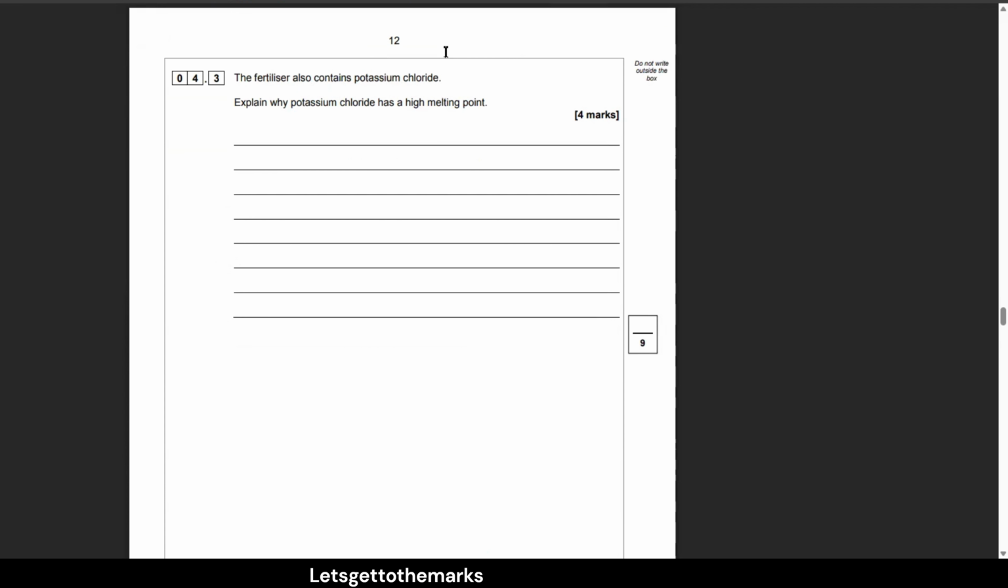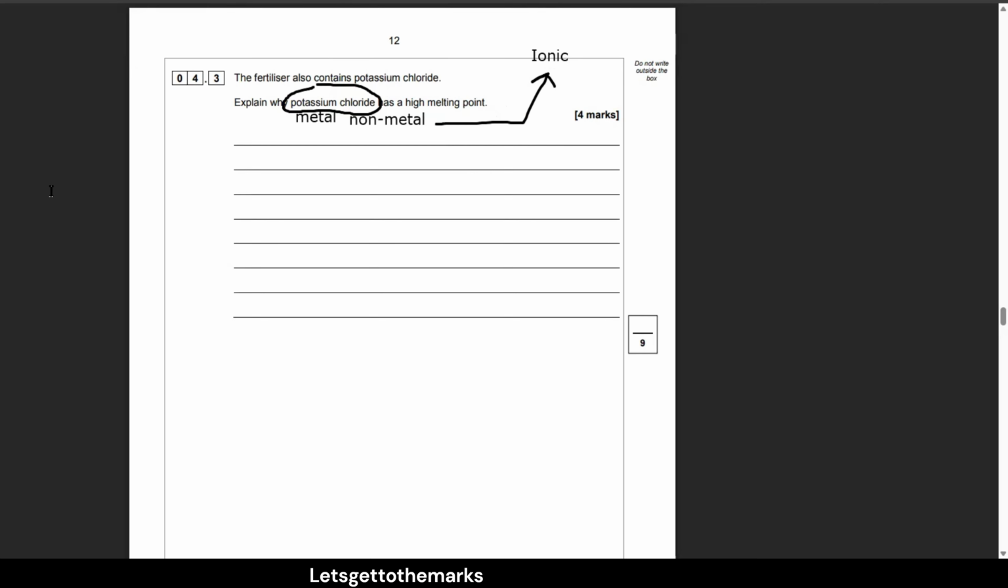First thing to do with these questions, this is about bonding and structure. And the first thing to do is spot that potassium is a metal and the chloride is a non-metal. Okay, so we've got a metal and a non-metal. That will get us no marks, but it does help us if you know what a metal and a non-metal form when they come together. They form an ionic compound, not a metallic, not a covalent, but ionic compound.